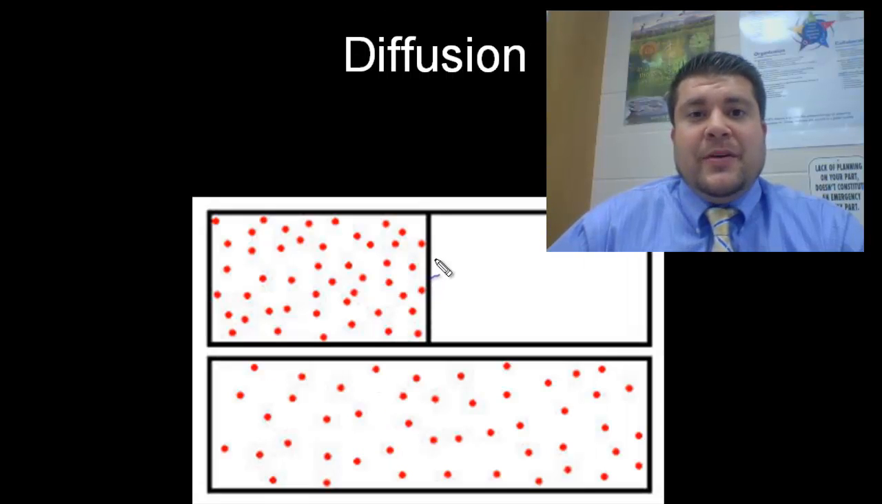So if we had a chamber that was divided by a wall, and one side of the wall had a really bad smelling gas, and the other side did not, well, if we were to open that door or remove that wall, all of the molecules would space themselves out evenly throughout the room. Okay, and this is going to be one part of diffusion.